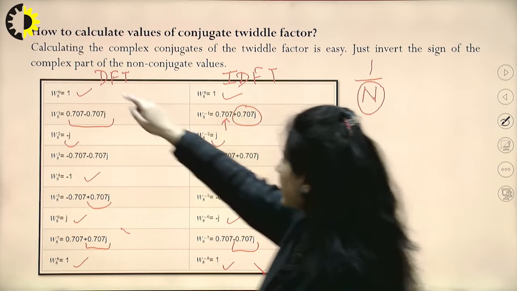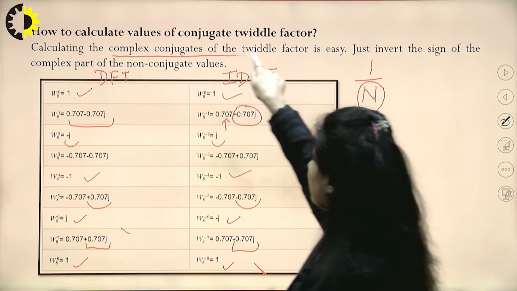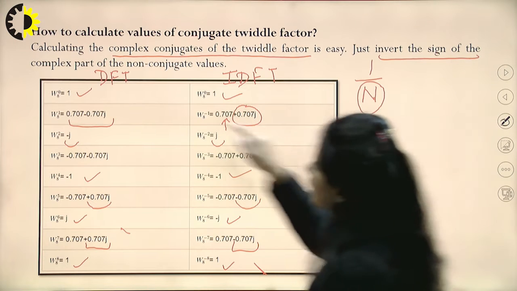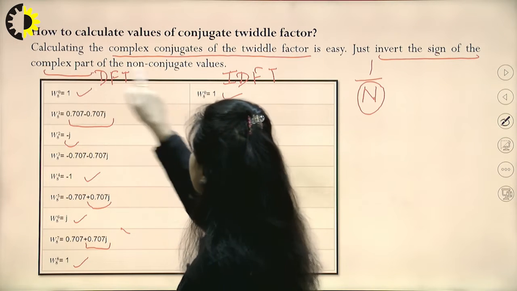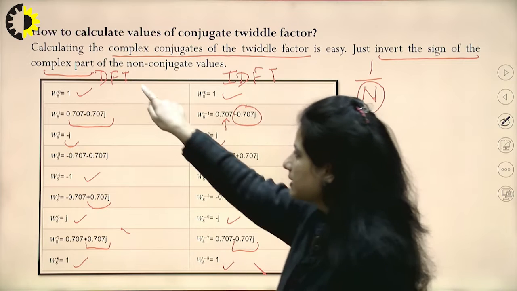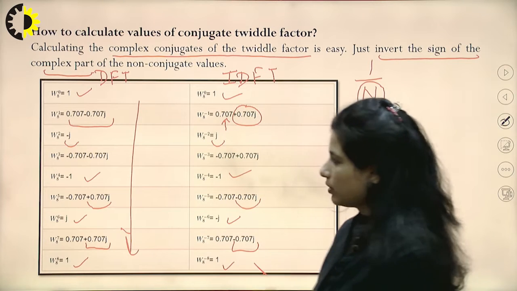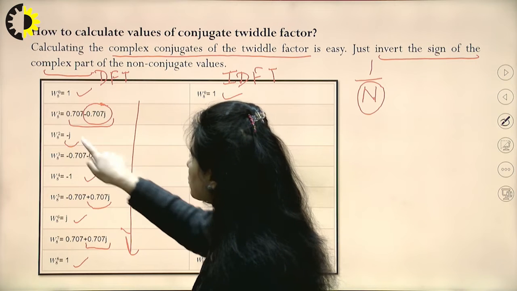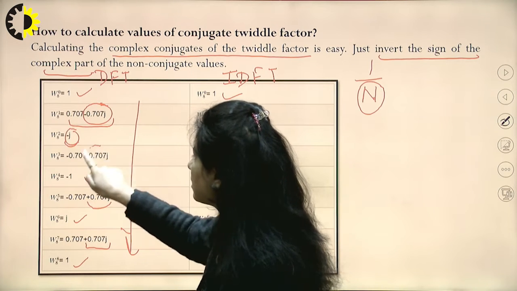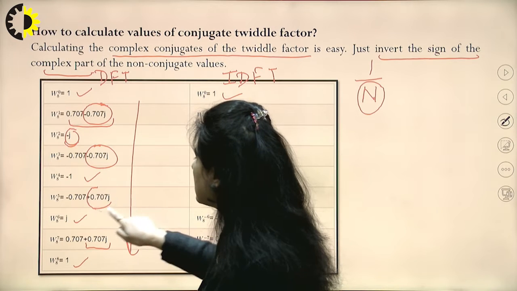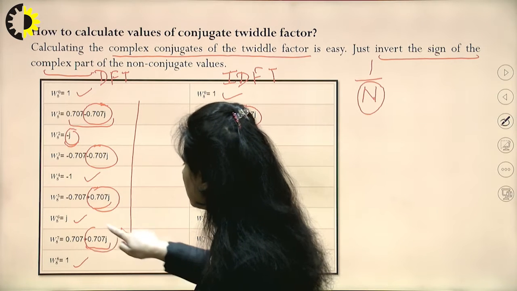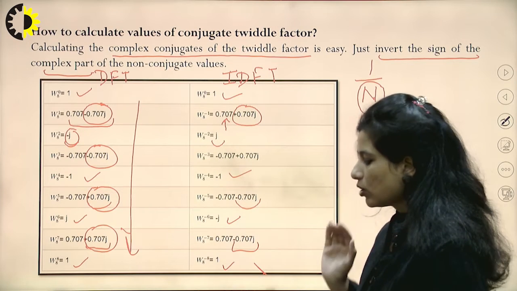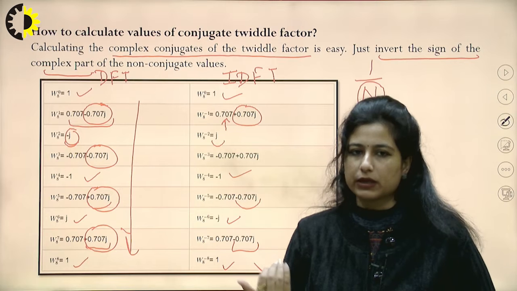Calculating the complex conjugate of the Twiddle factor is just inverting the sign of the complex part of the non-conjugate value. These are my non-conjugate values and these are the complex parts. By inverting the sign of the complex part of the non-conjugate Twiddle factor, I can calculate the value of the conjugate Twiddle factor.